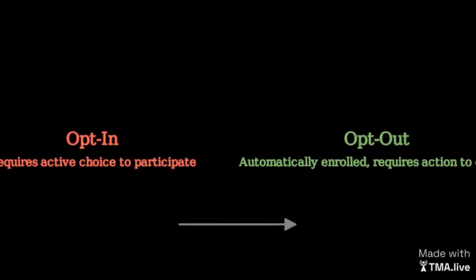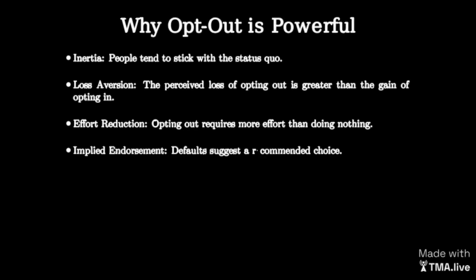Opt-out systems are effective because of inertia, loss aversion, effort reduction, and implied endorsement. People tend to stick with the status quo. The perceived loss of opting out feels greater than the gain of opting in. Opting out requires more effort, and defaults are seen as recommended choices.